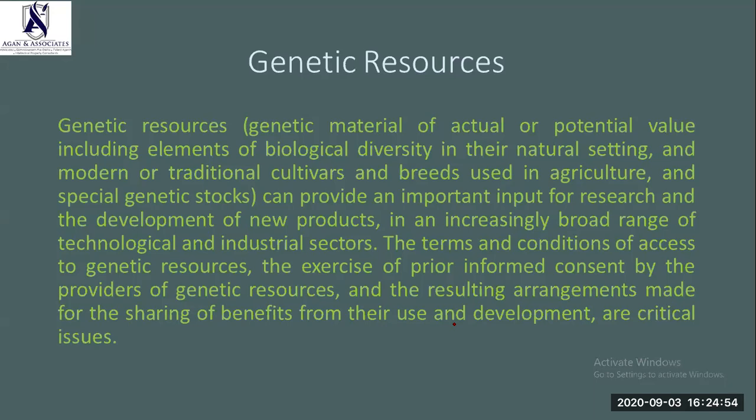This is genetic material of actual or potential value, including elements of biological diversity in their natural setting, and please underline natural setting, and modern or traditional cultivars and breeds used in agriculture, special genetic stocks, which can provide input for research and the development of products in an increasingly broad range of technological and industrial sectors. Institutions of genetic resources. The exercise of prior informed consent by the providers of genetic resources and the resulting arrangements for sharing of benefits from their use and development are very critical issues.